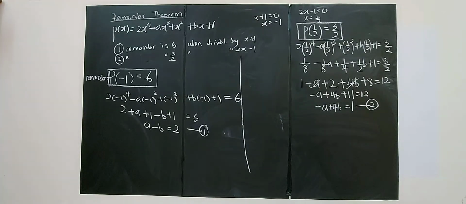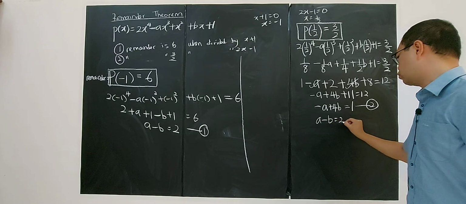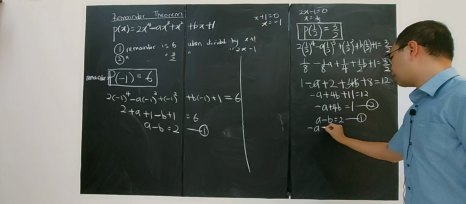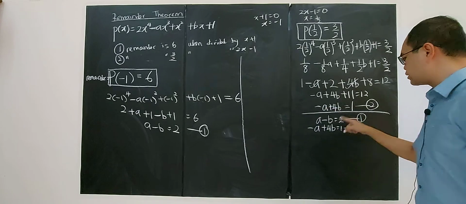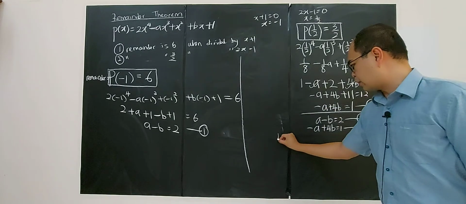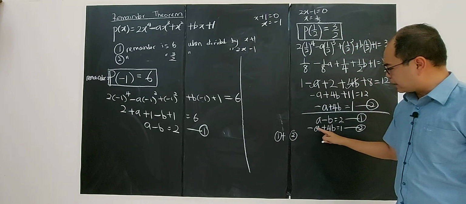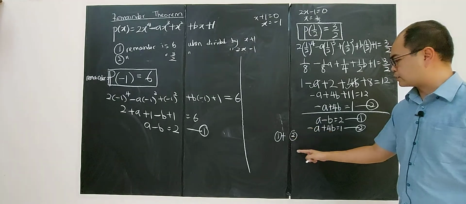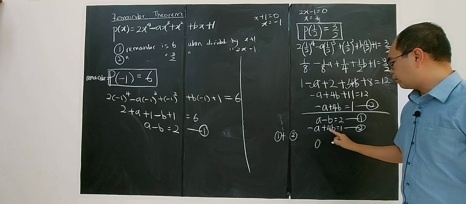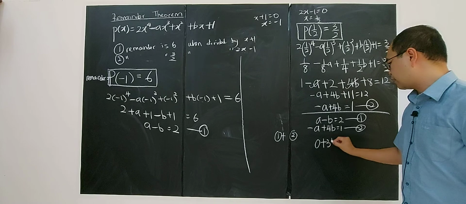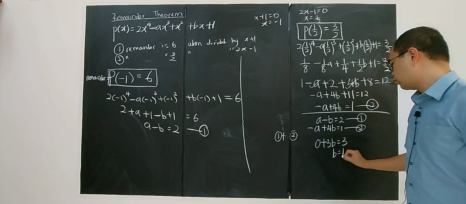So you can find the values of a and b by applying simultaneous equations. You know that a minus b equals 2, equation 1, and negative a plus 4b equals 1, equation 2. To solve these, the best way is to add equation 1 with equation 2, because a plus negative a gives 0. That's why I'm choosing to add here. Negative b plus 4b gives 3b, and 2 plus 1 gives 3. So b equals 1.